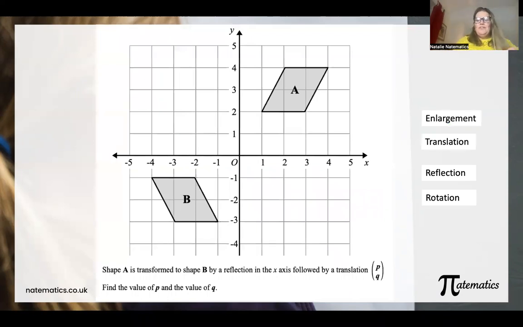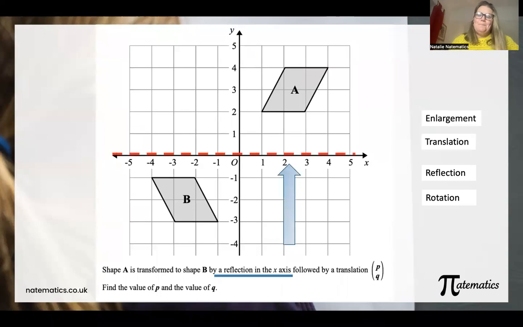Right, now I think I'll do the last one here, and then I'm going to do a different question. So shape A is transformed to shape B. So we're starting at A, we're going to B. It was reflected in the x-axis, followed by a translation PQ. Now don't panic, okay? I'm not going to worry about that P and Q for now. I'm literally just going to do the reflection in the x-axis. So the x-axis is where? It's the horizontal line. So I'm just going to reflect it on there.